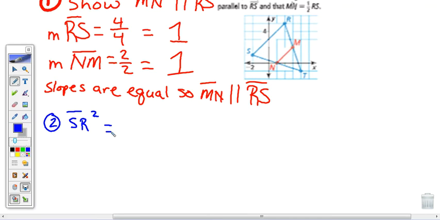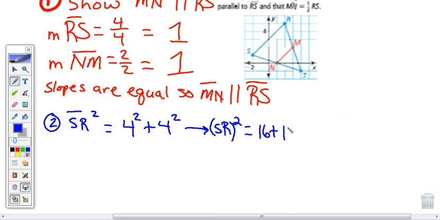Okay, so watch this real quickly. SR squared would equal 4 squared plus 4 squared, right? Okay, well, what is 4 squared? So this means SR, the distance from S to R, squared is equal to 16 plus 16, okay? So the distance from S to R squared is equal to 32. What would you do to the 32? Take the square root. So S to R is equal to square root of 32, right?